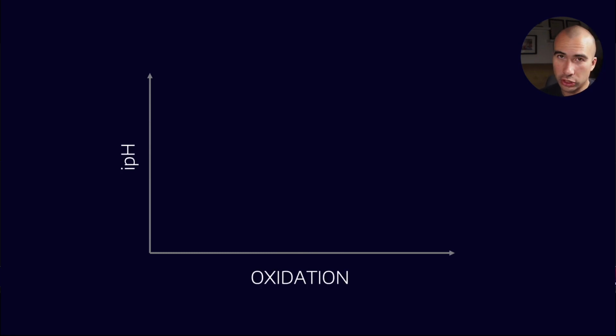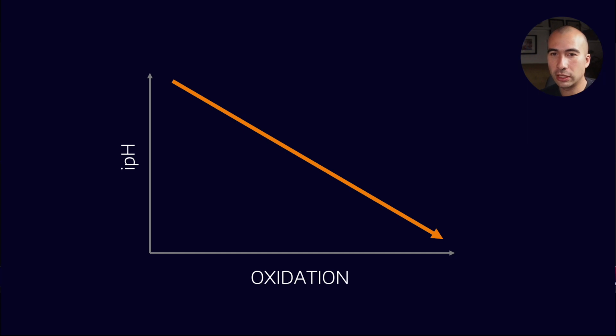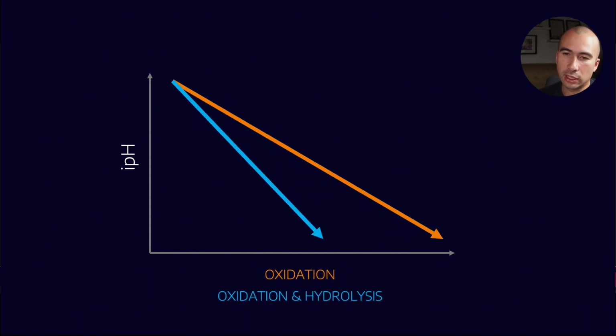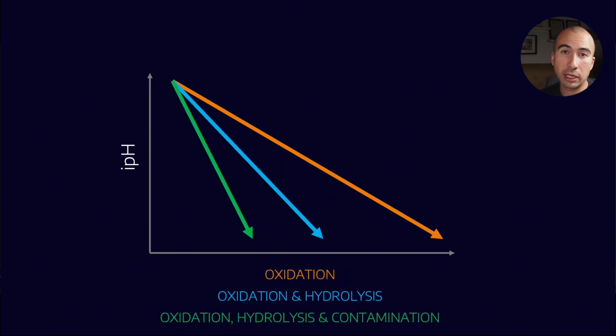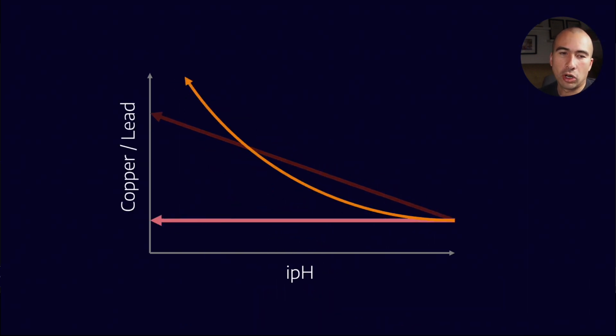We also expect there to be a relationship between IPH and oxidation. As oxidation increases, we're increasing the acid content in the oil, therefore IPH decreases. And in a similar way as we had with TAN, if you increase the level of hydrolysis as well as contamination, then potentially that relationship gets stronger and stronger. Similarly, when we talk about copper and lead, what we're expecting is that an increase in copper over lead corresponds to a decrease in the IPH.